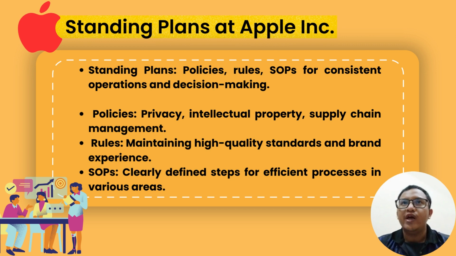As we all know, every company must have its own standing plans and also single-use plans. So first, let's talk about standing plans at Apple. Its standing plans cover policies, rules, and SOPs for consistent operation and decision making. Policies cover privacy, intellectual property, and supply chain management, while rules maintain high quality standards and brand experience. SOPs, also known as standard operating procedures, clearly define steps for efficient processes in various areas.